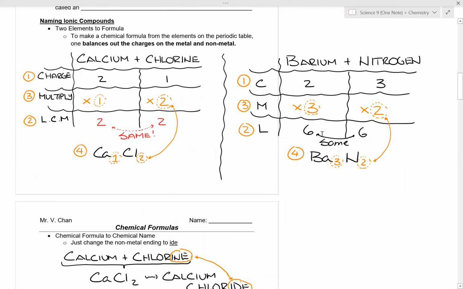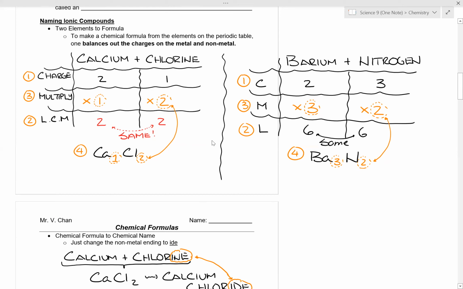What I wanted to do today is work on the second part of chemical naming. In the last video, we talked about naming ionic compounds, and you noticed that we followed the same pattern of finding the charge, finding the lowest common multiple, and then finding the numbers that we multiplied by. And recall, it's the multipliers that become the little numbers that we put in the chemical formula.